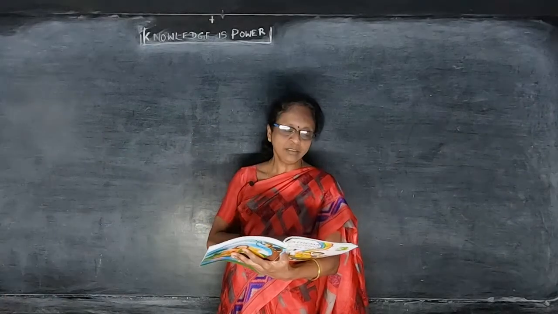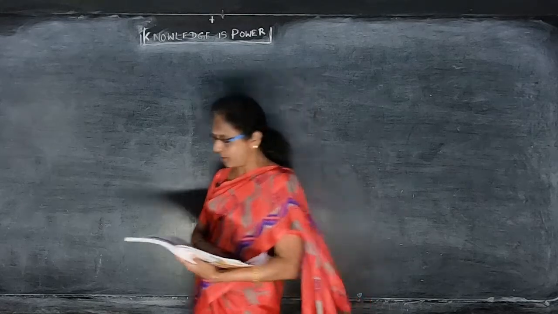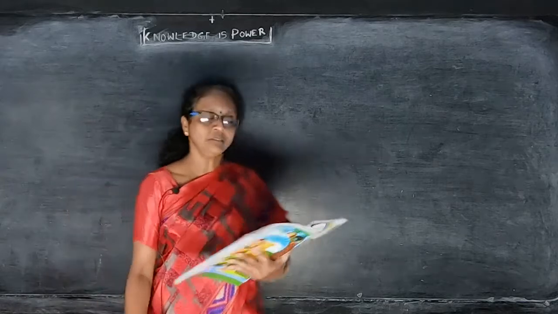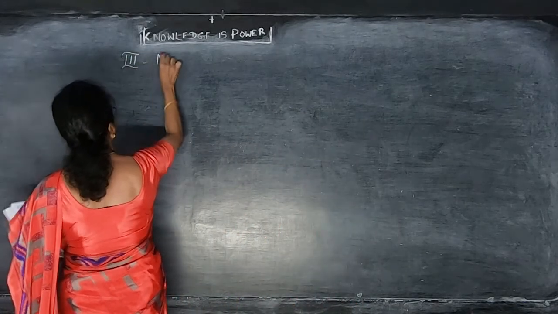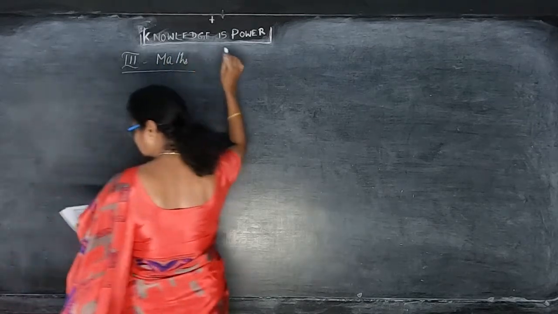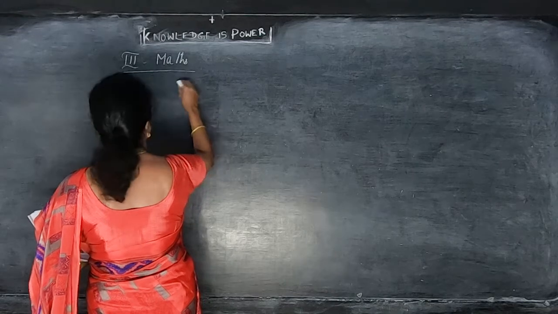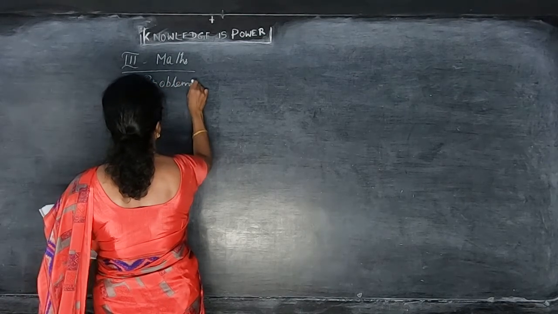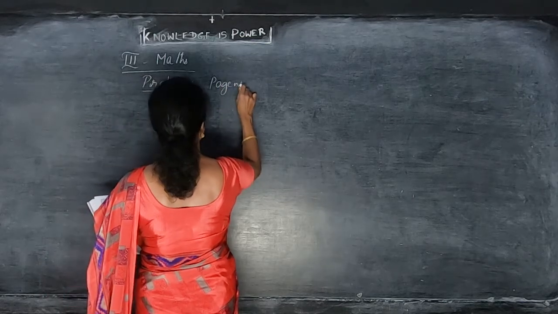Good morning, children. As yesterday we have seen about the addition and the subtraction. Now we are going to see about the problems involving the addition and subtraction. So page number 30. I am going to take now 3rd standard maths. So take your book, page number 30. So problems. Page number 30.